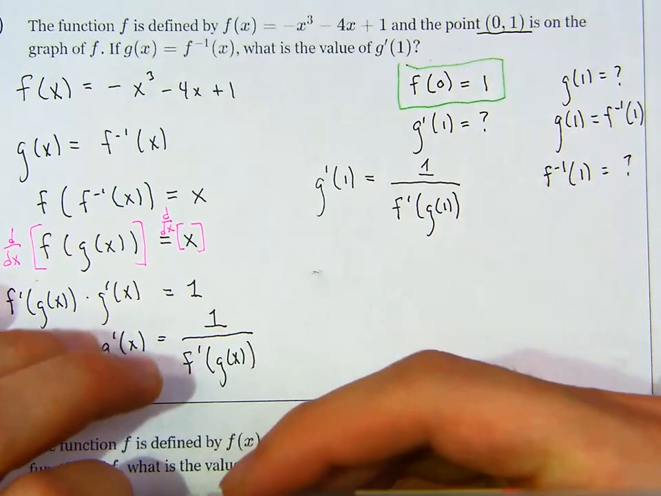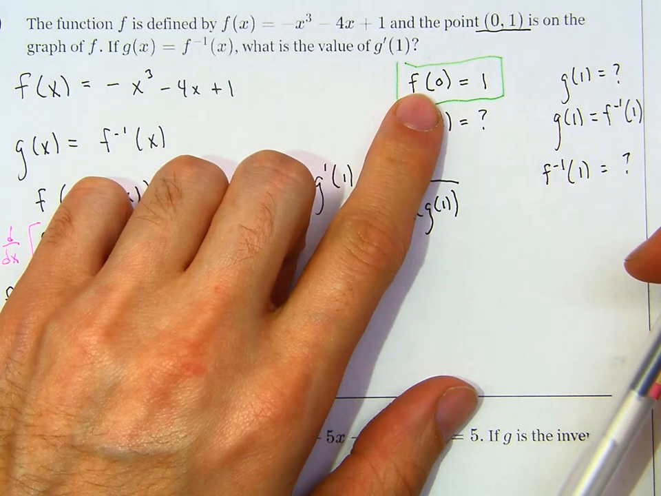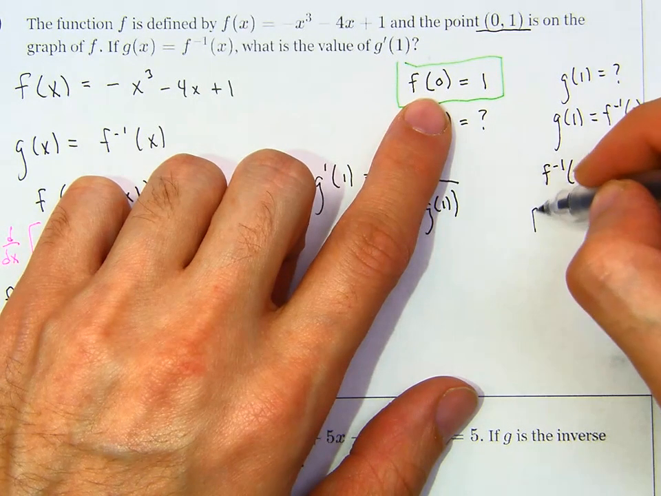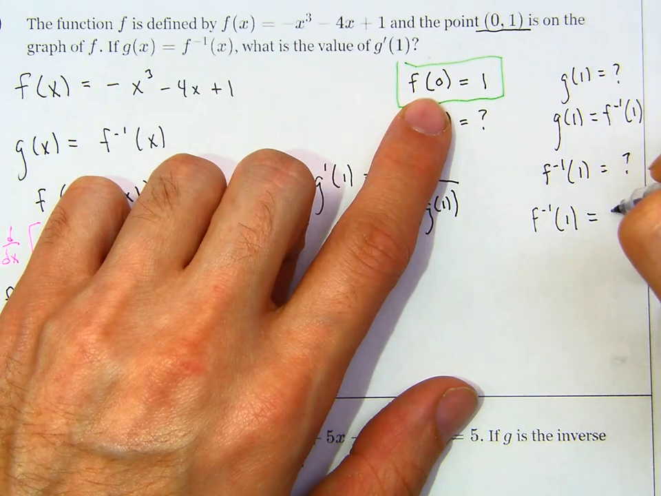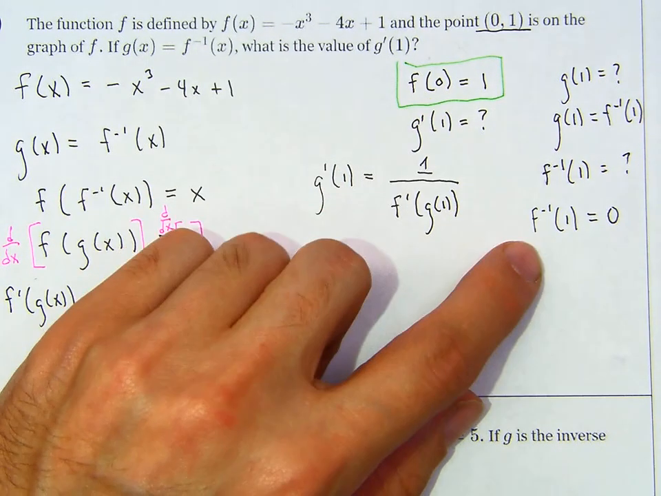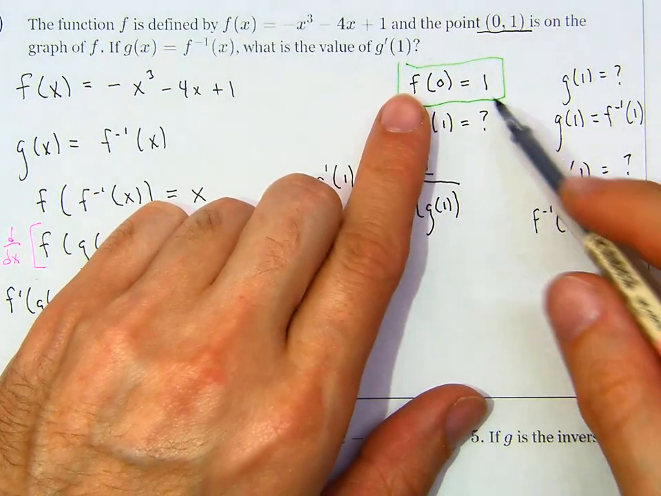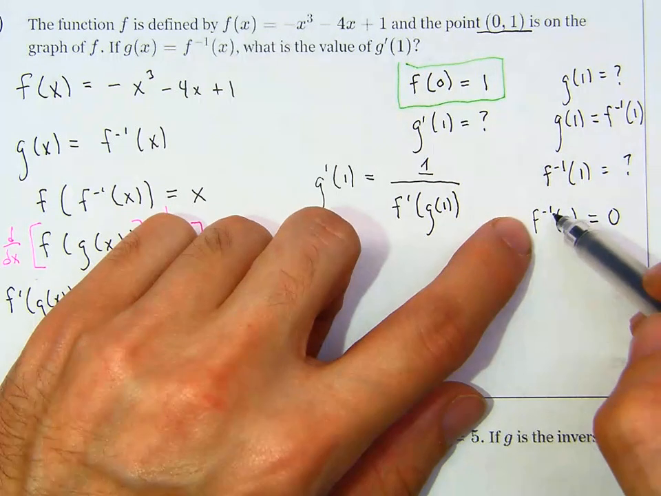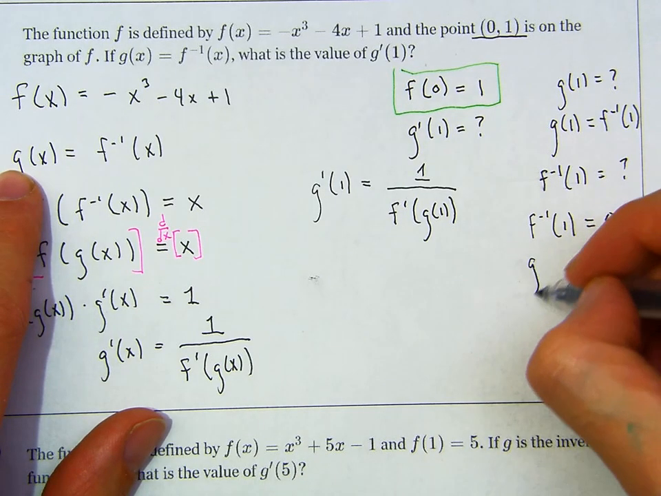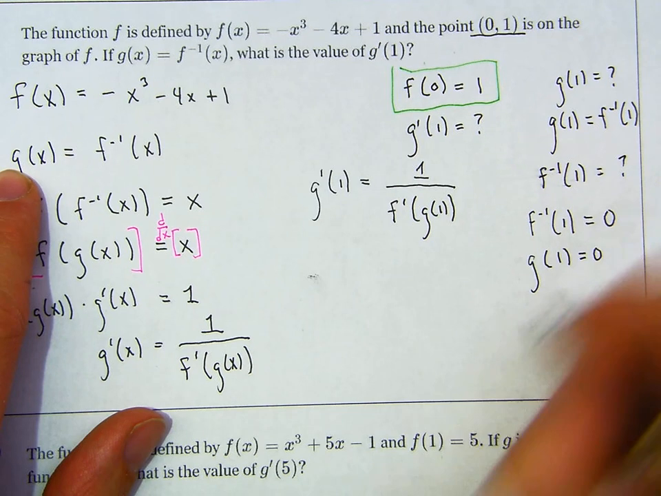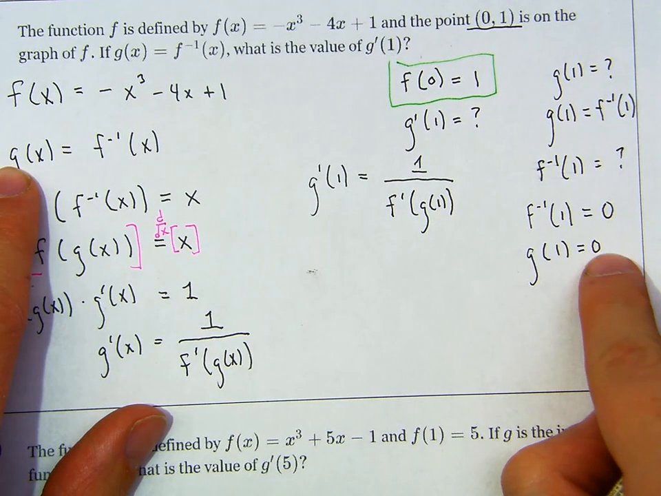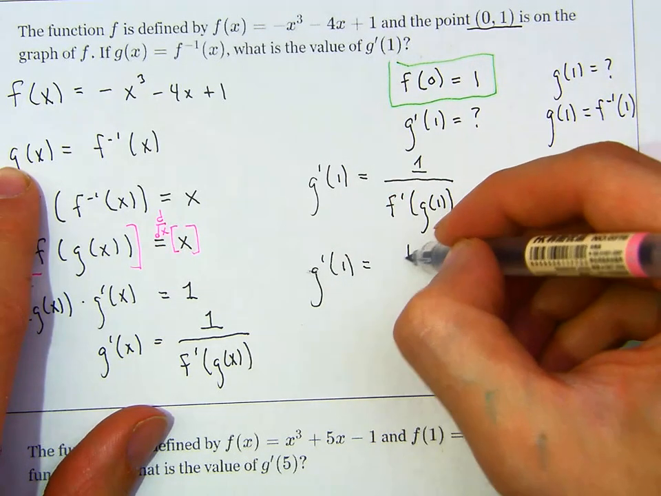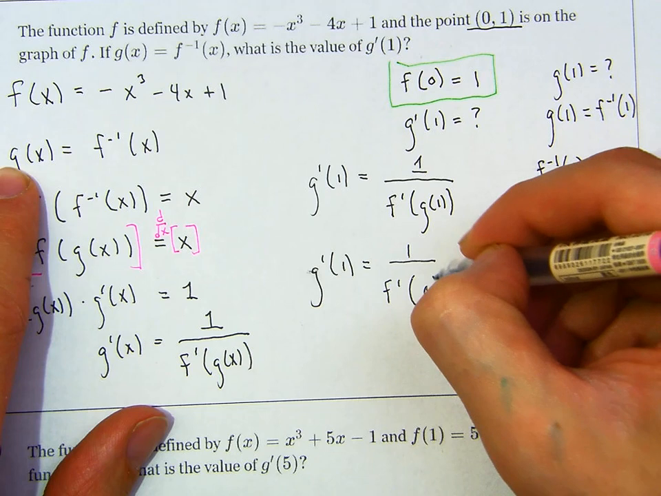It comes back to using this guy over here. If you know f of 0 is 1, based on what we did in class, if f of 0 is 1, what has to be true? You know that f inverse of 1 is 0. Okay, so this is from what we did today, right? And if you know f inverse of 1 is 0, remember f inverse and g are the same. So you know that g of 1 has to be 0. Okay? So now we know that g of 1 is 0, so we could plug that in over here. So we know that g prime of 1 is equal to 1 over f prime of 0.